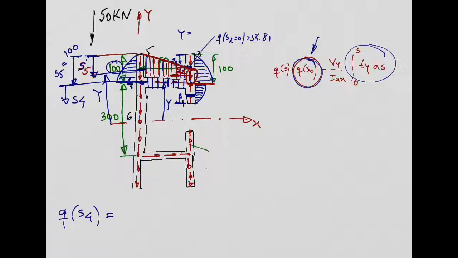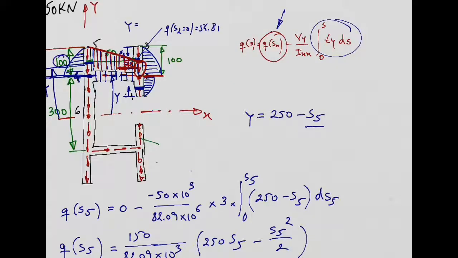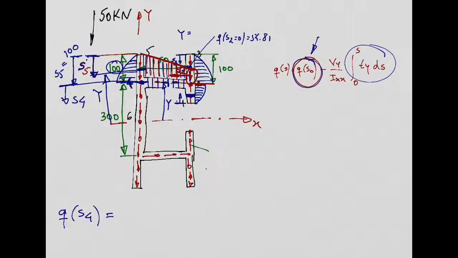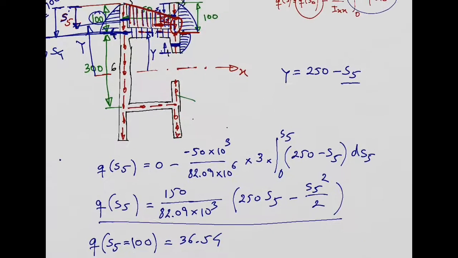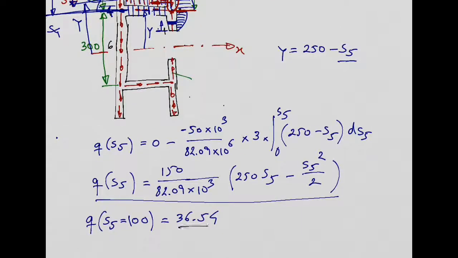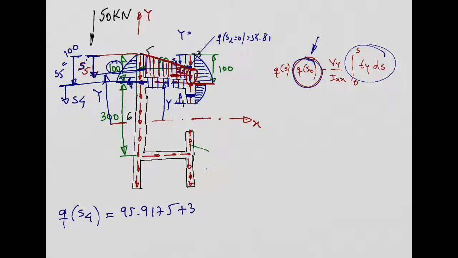Okay? But I can calculate the shear flow at point 4. So which shear flow is arriving at point 4? We have this shear flow arriving from point 2, and we know the shear flow that is arriving at point 4 from point 2 is 95.9175. So I can put here 95.9175. This is the shear flow arriving from point 2, and we know now from here that the shear flow arriving from point 5, at this free edge, is 36.54. So I need to add here 36.54. This is my initial shear flow, Q0, at point 4.